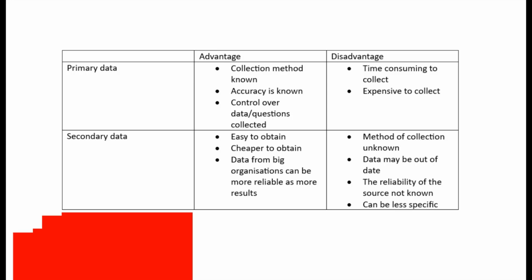So if this was data you found on the internet, you don't know how the data was collected. It may be out of date. So if you're doing primary data and you've collected it yourself, you know when it was collected and how, but with secondary data, you're not so sure on this. The reliability of the source is unknown because you've not collected it yourself, and it also can be less specific. So you might not be able to find answers to the questions you're trying to ask. So you have to kind of collect something that's somewhat similar, but not what you're looking for.